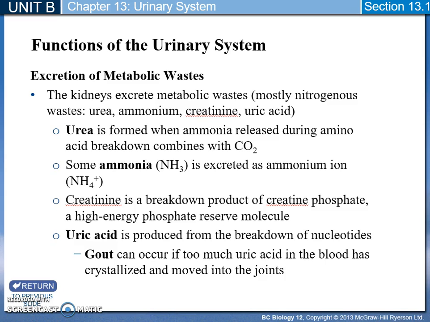Urea is formed when ammonia is released during the amino acid breakdown and it combines with CO2. Some ammonia, NH3, is excreted as the ammonium ion, NH4+. Creatinine is a breakdown product of creatine phosphate, which is a high energy phosphate reserve molecule. Uric acid is produced from the breakdown of nucleotides, and in some individuals, if too much uric acid accumulates, then a condition known as gout can occur. This is where the uric acid crystallizes and affects the joints.